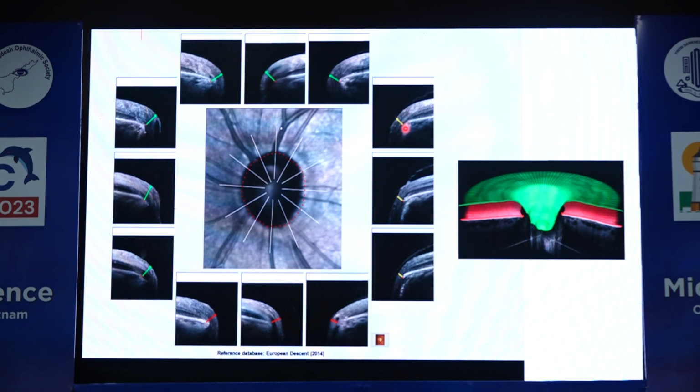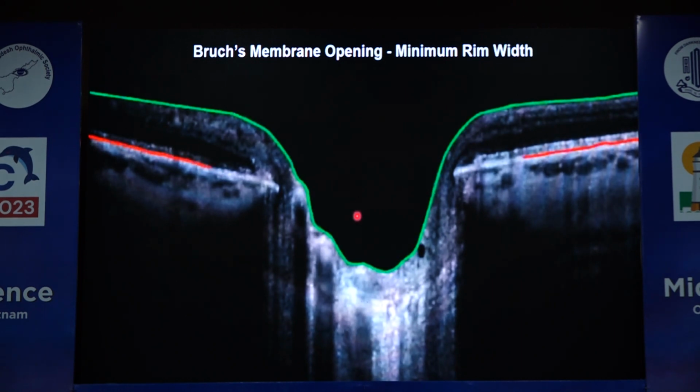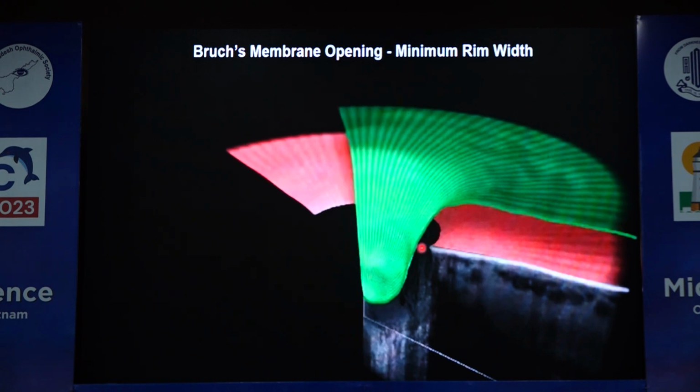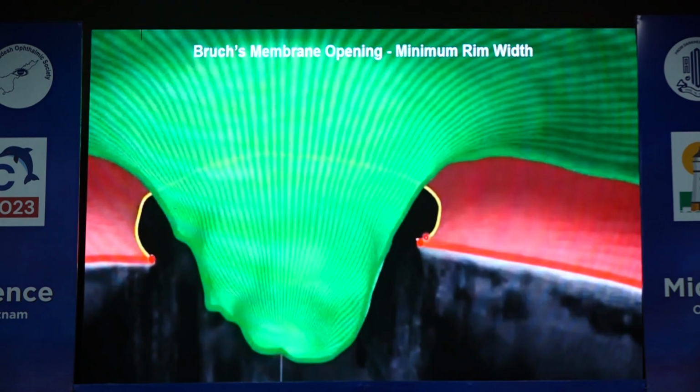That is the Brooks membrane opening. Then what is Brooks membrane opening minimum rim width? So again I am taking you back into the basic sciences here. So we have the green internal limiting membrane, then the red Brooks membrane opening. Traditionally we used to take the horizontal distance between the green and the red. But now the concepts are changing regarding the minimum distance between the internal limiting membrane and the Brooks membrane opening.